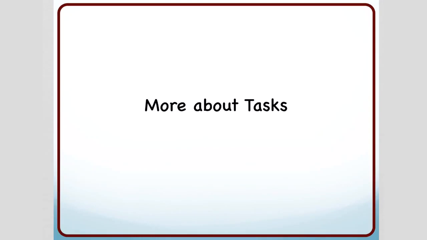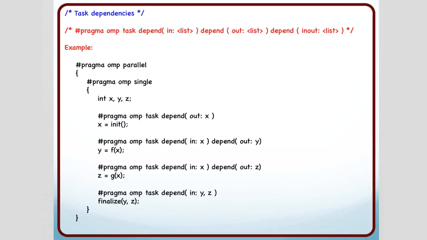So I want to discuss a little bit more about tasks. Tasks also allow us to capture dependencies. What is a dependency? A dependency basically says that if I have a task A, I want task B to only execute after task A has completed.